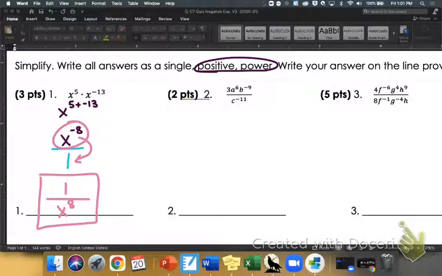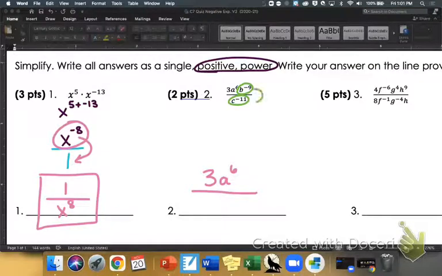Number 2, normally right now we would do our division rule, but we have 3 different letters. We don't have any repeat letters, and we don't have a fraction in front that we can reduce. So the only thing that this problem is going to ask us to do is to move our negative exponents. So for my final answer, I can keep 3a to the 6th in the numerator, but my other 2 letters are going to switch to the opposite side of the fraction.